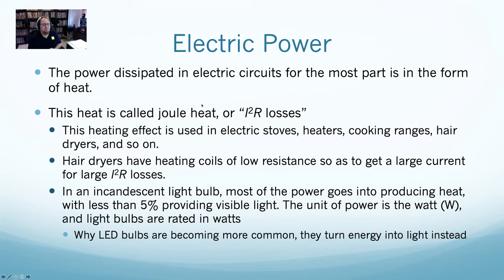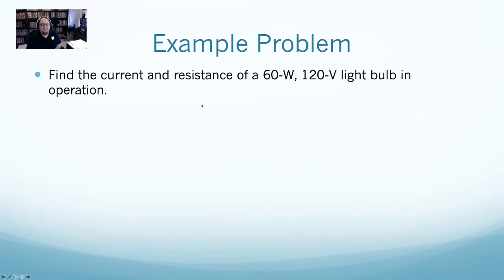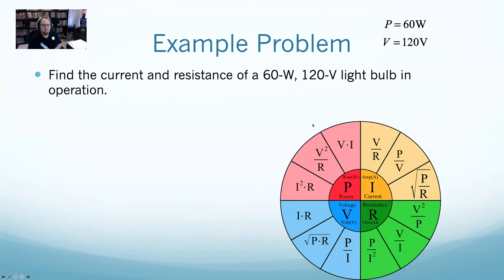Okay, let's do an example problem with my 2 minutes left. Let's say I got a 60-watt light bulb in a 120-volt circuit. What's the current and resistance? What I'll do is I'll look at what I know. 60 watts, 120 volts. And I'll put up my circle and say, I want current and resistance. So I'll just start with one of them. I said current and resistance, so let's start with current.